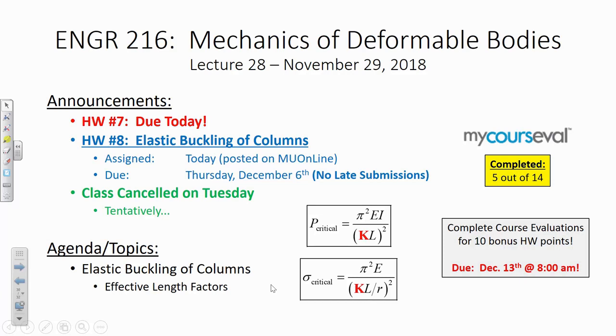Now, depending upon where we get today, which I'm feeling pretty good about, we're not going to meet on Tuesday because if I'm correct, we're going to be done today. We're going to cover everything that we need to cover. There's only a few more topics that I think are appropriate for an undergraduate mechanics and materials class, but honestly, we just don't have time.